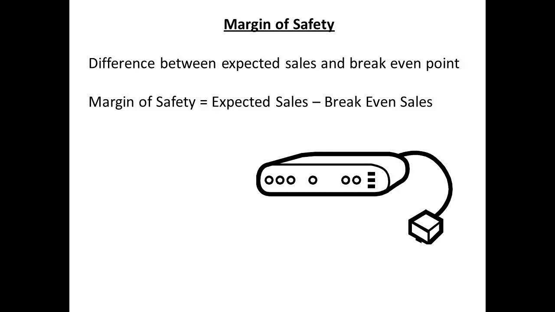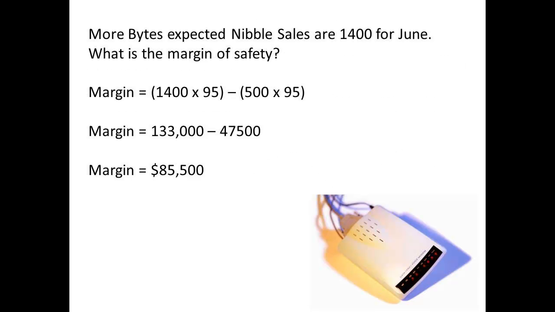The margin of safety is the difference between the expected sales and the break-even point. The larger this figure, the safer the business may be. If Morebytes expects sales of 1400 nibbles in June, then what is the margin of safety? Expected sales will be 1400 multiplied by $95, less 500 times $95. This gives us a figure of $85,500 as the margin of safety.